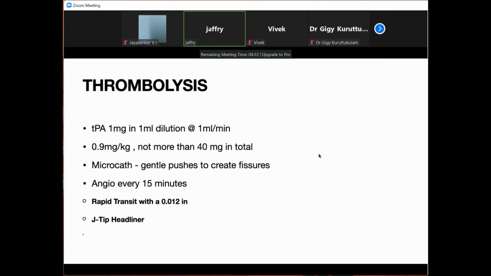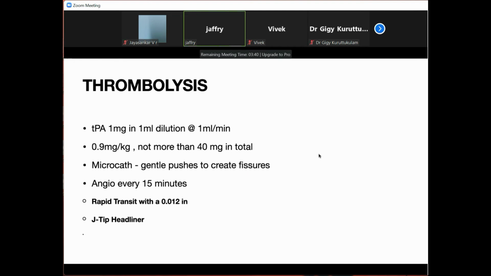And for thrombolysis, as I mentioned, either urokinase or routine alteplase. For alteplase, 1 mg in 1 ml dilution, at the rate of 1 ml per minute. The maximum dose is 0.9 mg per kg, like for arterial ischemic strokes, but we should not exceed 40 mg in total. While injecting the thrombolytic agent, gentle pushes by the microcatheter create crevices in the thrombus, so that it is easy for the thrombolytic agents to percolate into the clot. So the success rate of thrombolysis will be high.